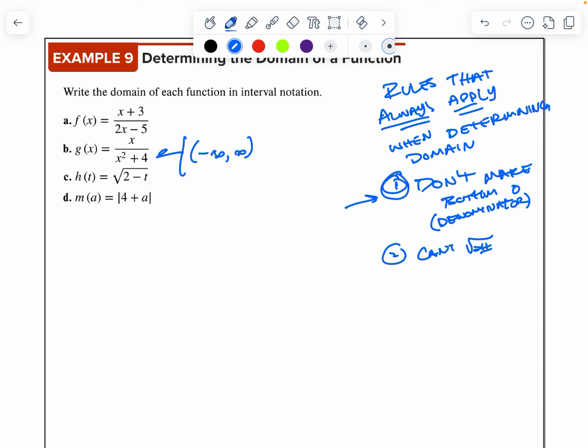By default, this is your domain, okay? By default, this is your domain. You're only going to take things out based on what the restrictions are. By default, your domain is negative infinity to infinity. Any regular line is going to be negative infinity to infinity. Most functions, cubic functions, any odd function is going to be negative infinity to infinity. The only time that it's not is when you have a restriction, okay?